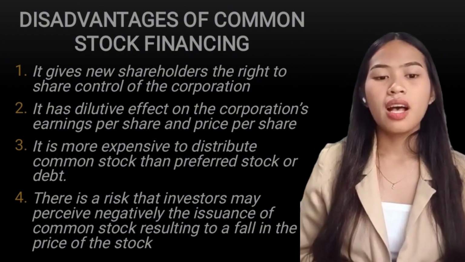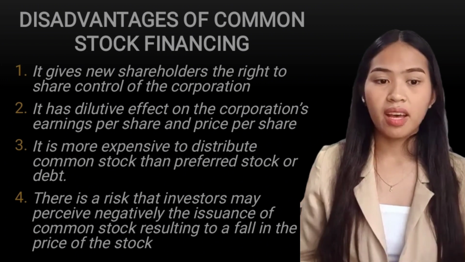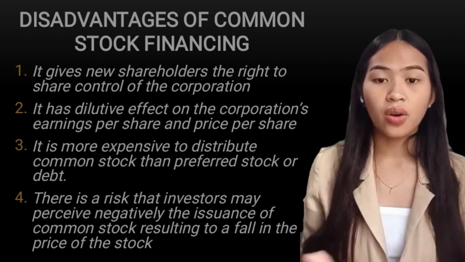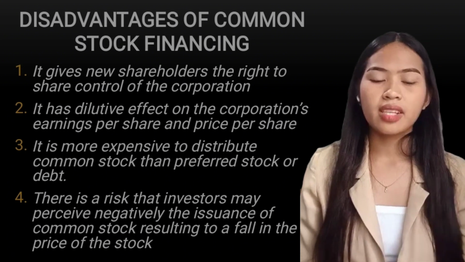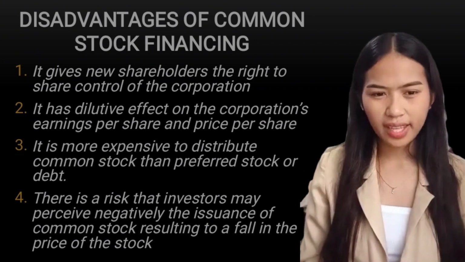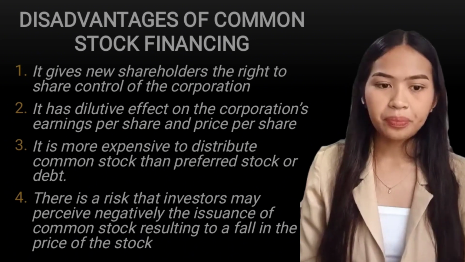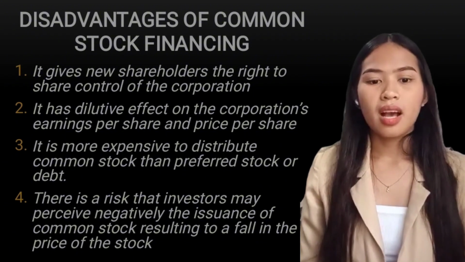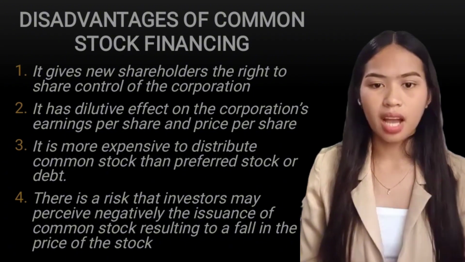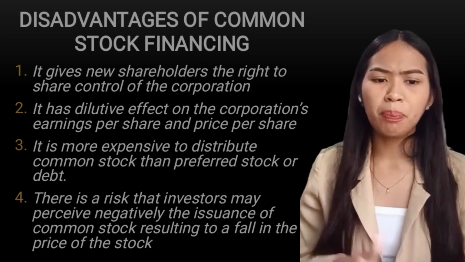Third, it is more expensive to underwrite and distribute common stock than preferred stock or debt. Issuing common stock can be more expensive than issuing preferred stock or debt. This is because of the cost associated with underwriting and distributing the stock. So it's like planning a big party.